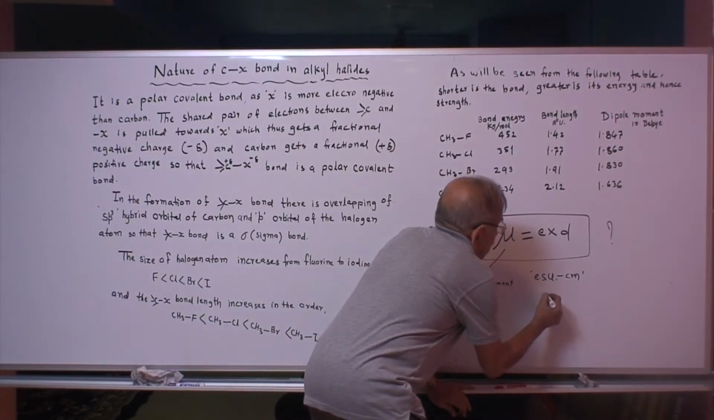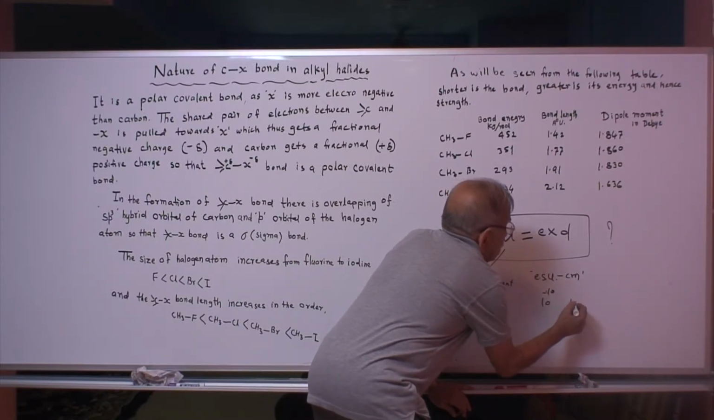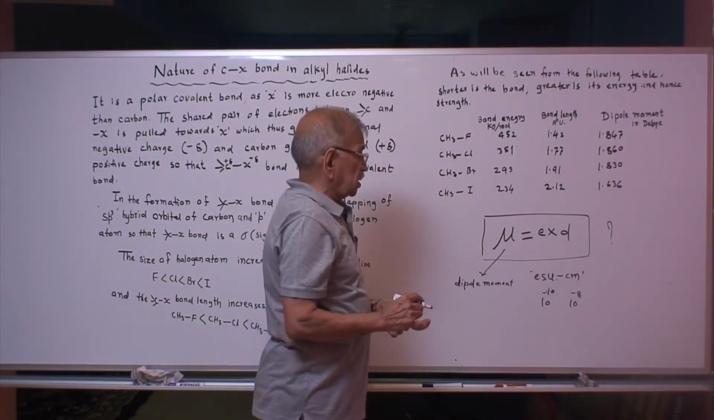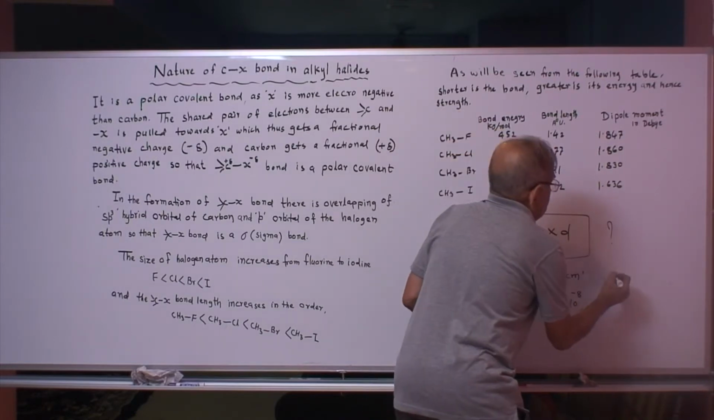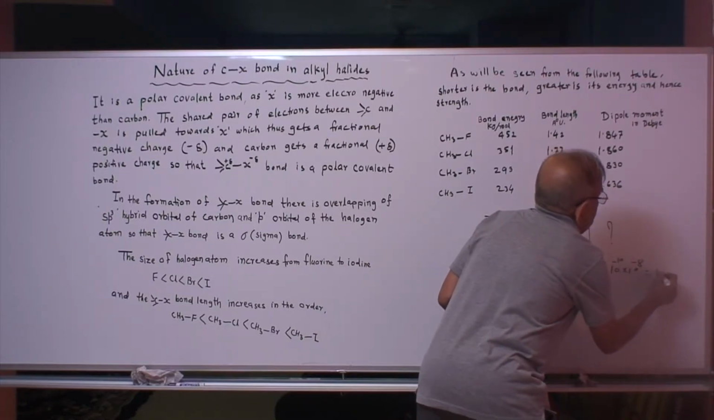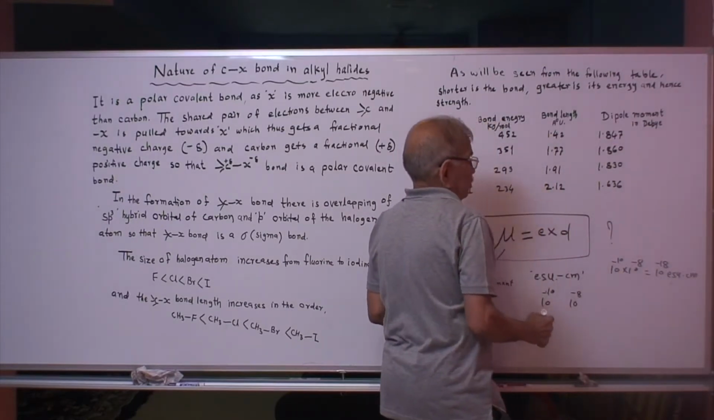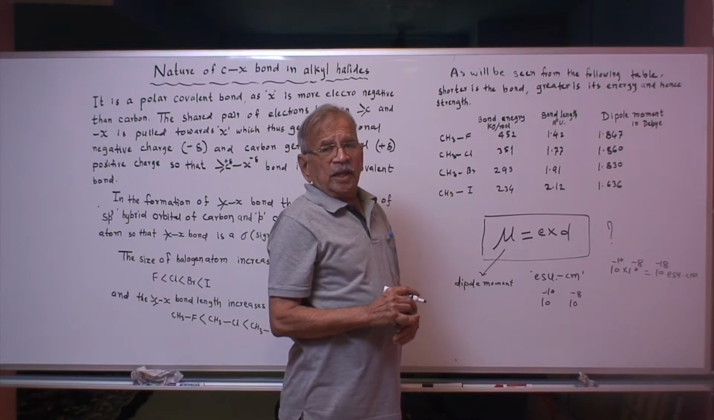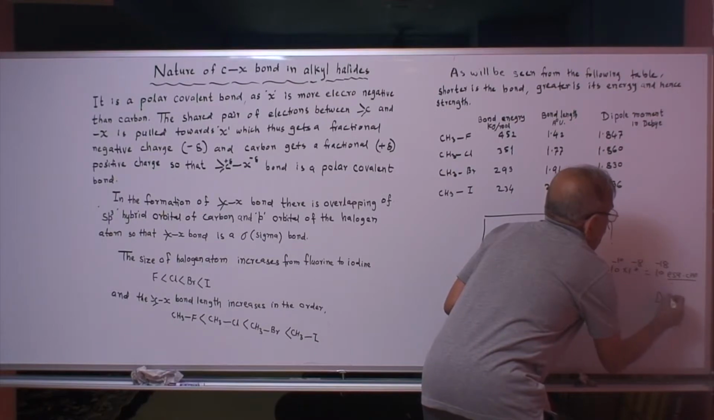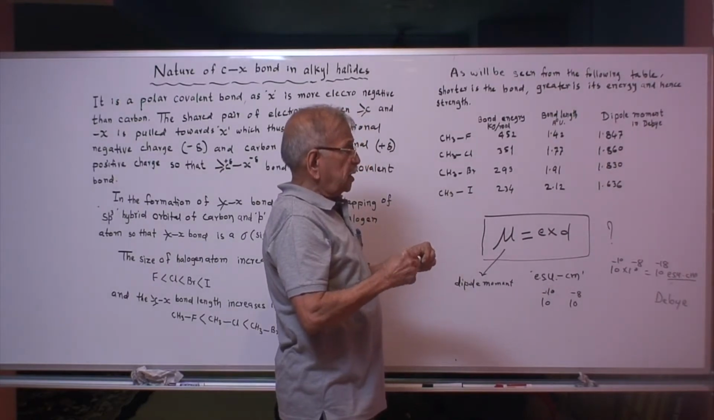The charge is of the order of 10 to the power minus 10 or some multiple of that, and this distance is of the order of 10 to the power minus 8 centimeters, so that their product is of the order of 10 to the power minus 10 into 10 to the power minus 8, which is equal to 10 to the power minus 18 esu-cm. The unit is esu-cm, and the short name for this esu-cm is debye. We measure dipole moment in debye.